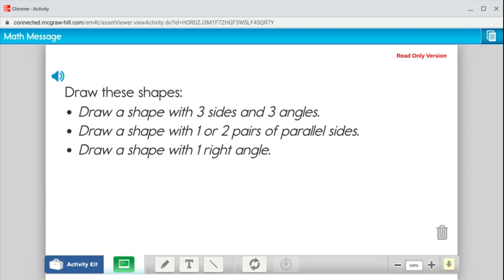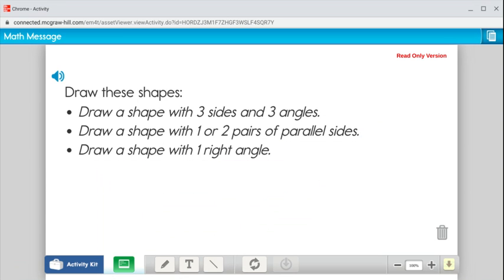So you're going to need a piece of paper or a whiteboard to do this. I need for you to draw me 3 different shapes. Okay, I need for you to draw me a shape with 3 sides and 3 angles. Okay, I need you to draw me a shape with 1 or 2 pairs of parallel lines.